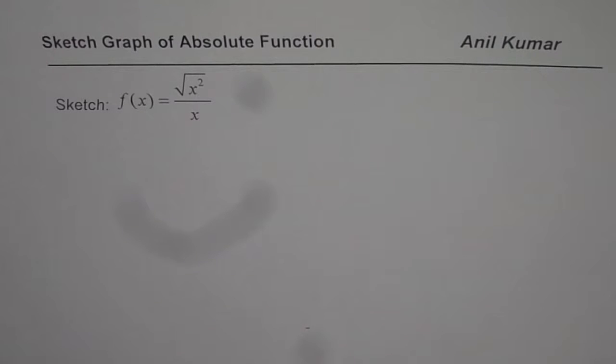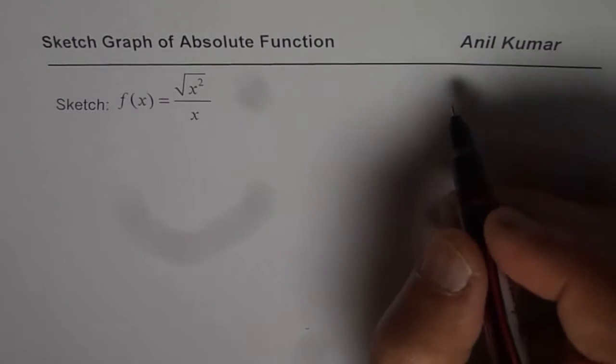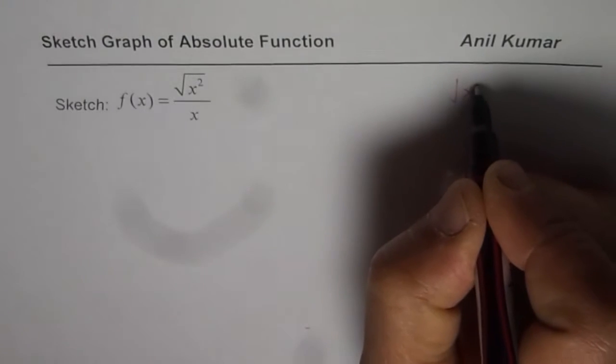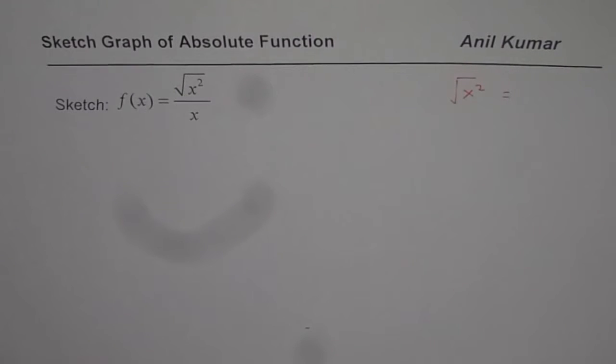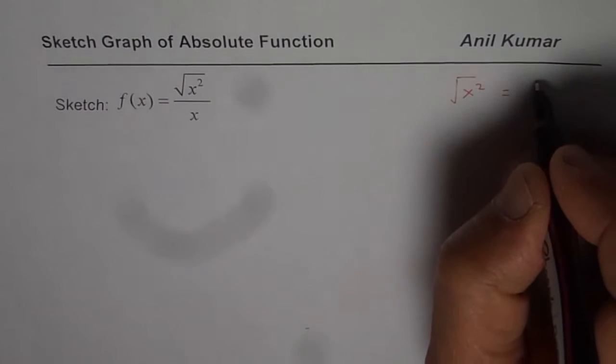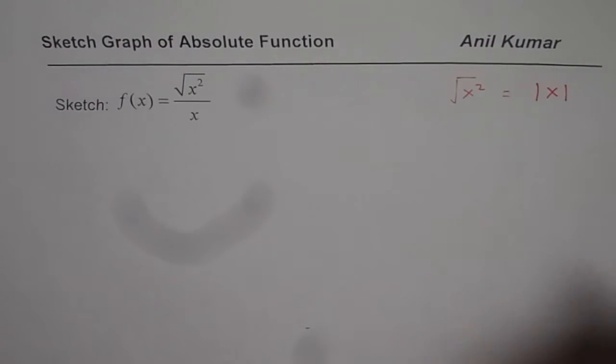Now here we have to sketch f of x, which is equal to square root of x squared divided by x. Now you've seen a couple of my videos, and I hope you remember what is square root of x squared. What is square root of x squared? This is a very good question to answer. If you know the solution of this, then you can actually sketch the correct graph. Now square root of x squared is not x but absolute value of x.